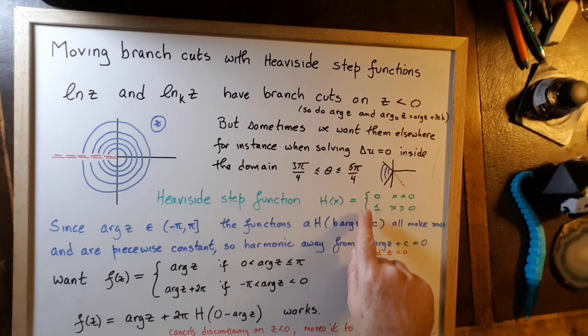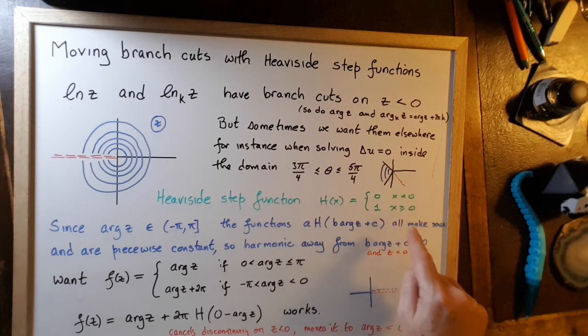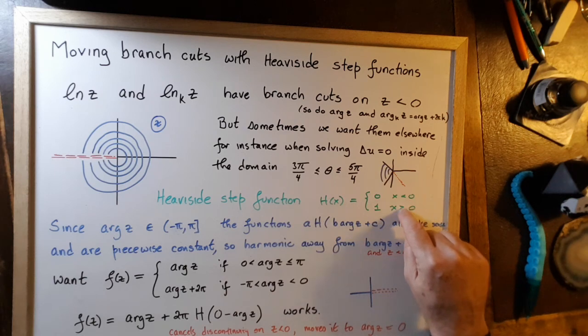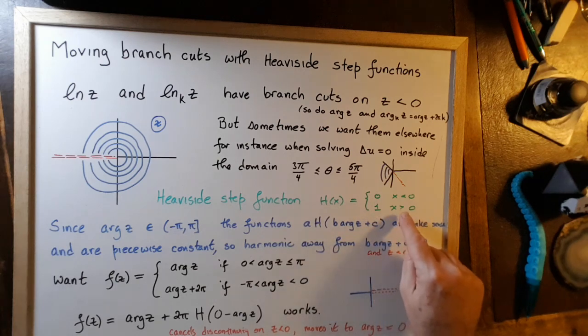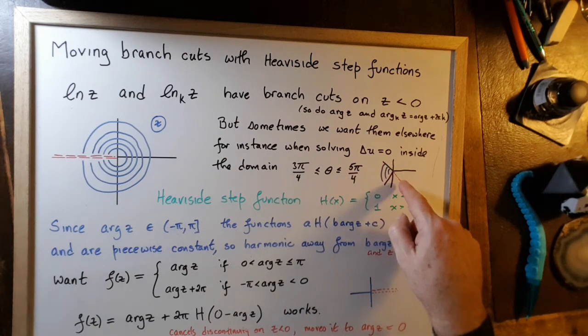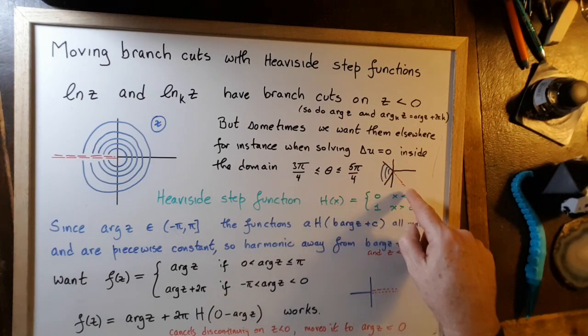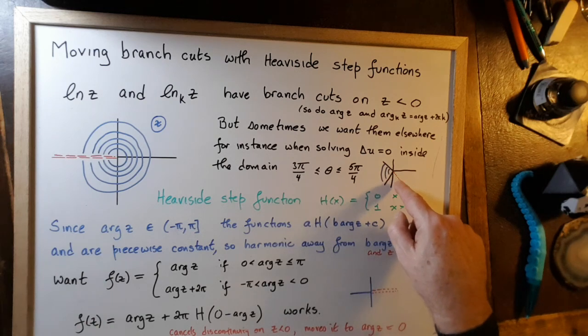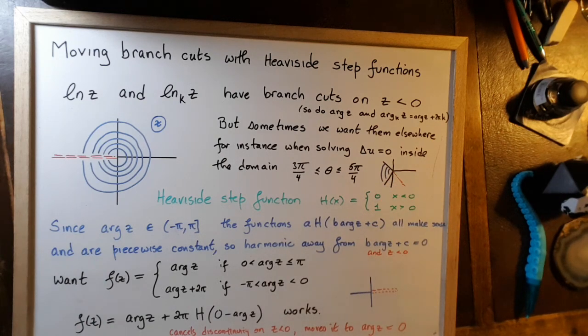This function is 0 if x is less than 0, and it's 1 if x is bigger than or equal to 0. Now, there's in fact some argument about whether it should be 1 for x bigger than 0 and then something else exactly at x equals 0. In fact, we don't need to have anything in particular happen at x equals 0, because we're going to use this to move the branch cut somewhere outside of where we care, and whatever happens exactly on the branch cut is not really very interesting for us.